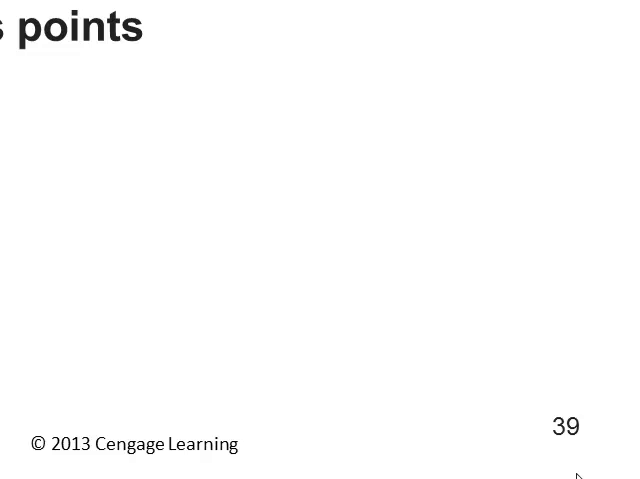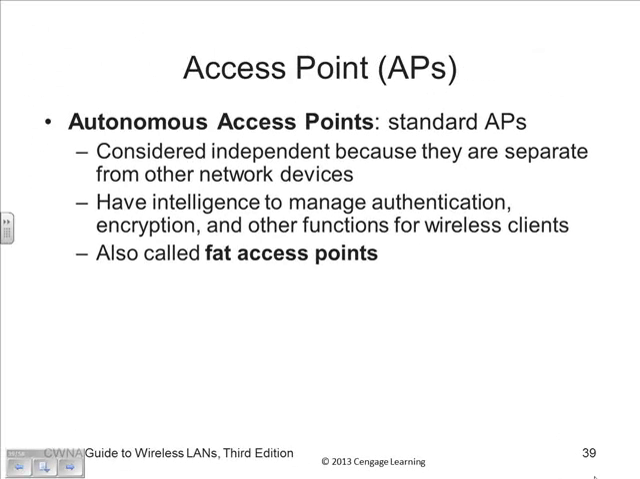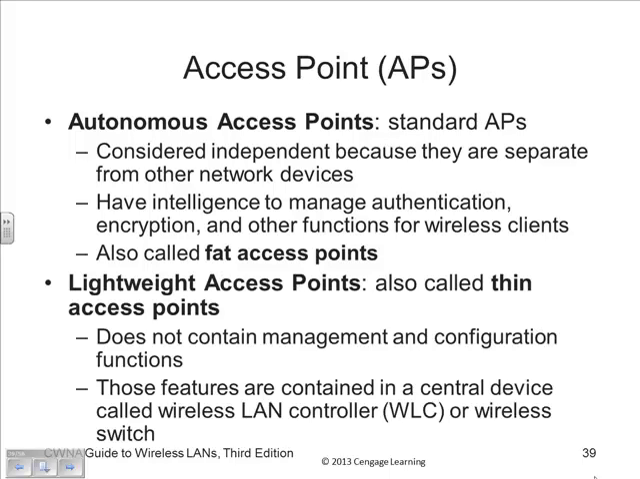Autonomous and lightweight access points are the two major classifications. Autonomous is independent. We can put on security and manage it individually. It's also called a fat access point. The disadvantage is if we've got 30 of them and we want to make a change, how many are we going to make changes to? All 30 of them. How long is that going to take? A long time. Lightweight access points, thin access points, and interestingly enough, if you upgrade an autonomous access point, you upgrade it to a lightweight access point.